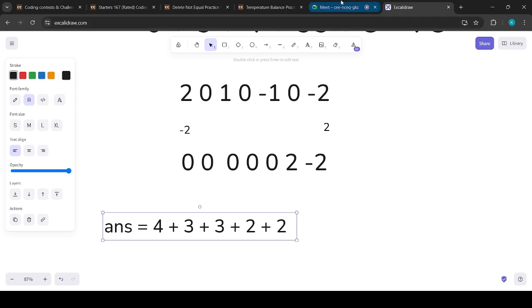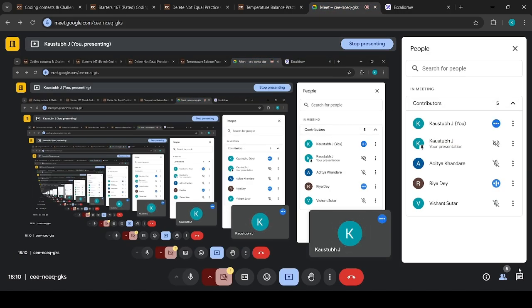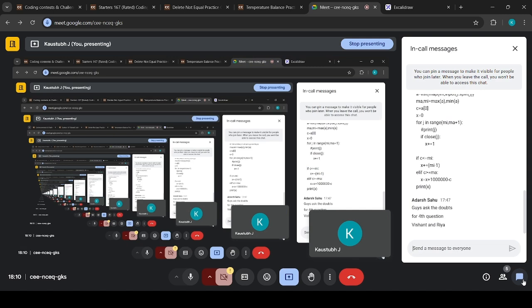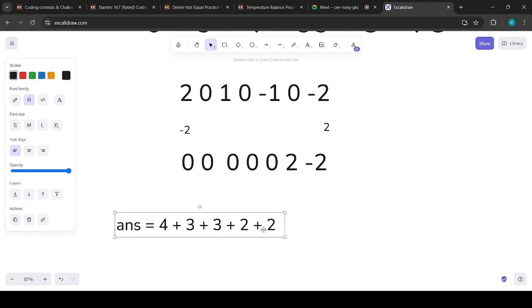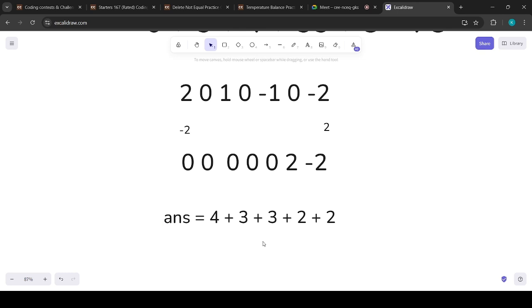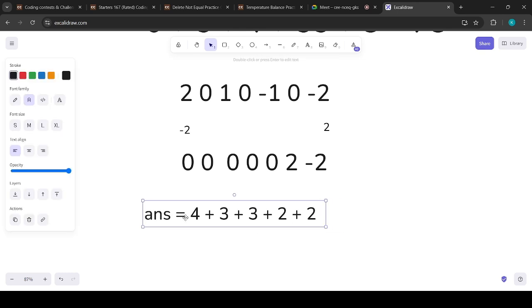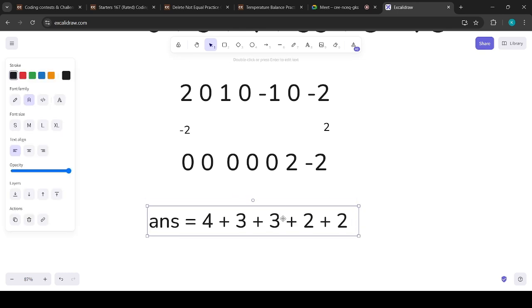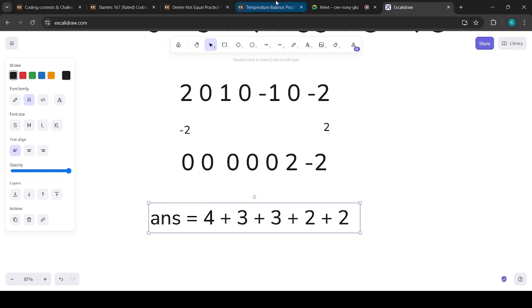And is your answer correct or wrong? Correct for several cases, wrong for other cases. So your approach is correct, but I think you are doing something wrong in your code because I have also solved this. I am explaining the code like that.